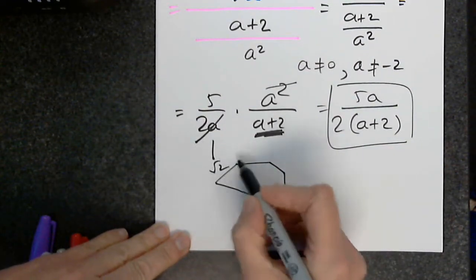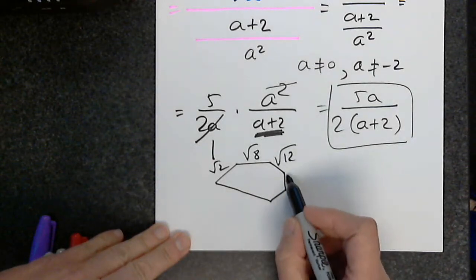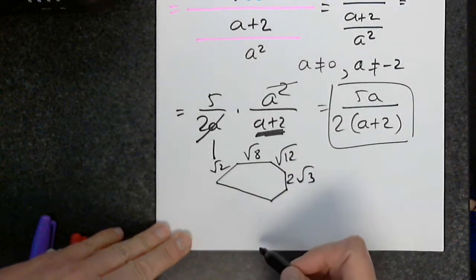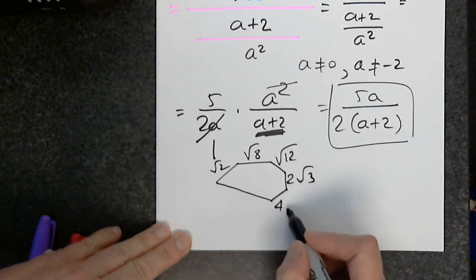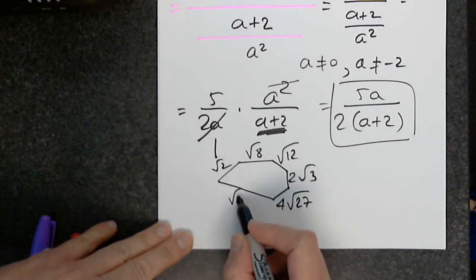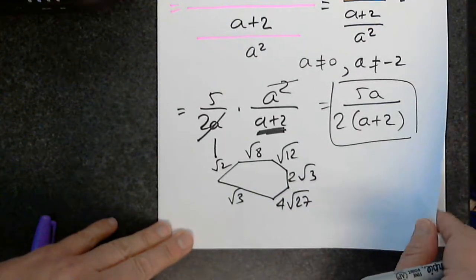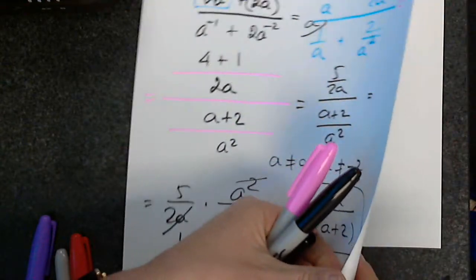And this is the square root of 2, and this is the square root of 8. This is the square root of 12. This is 2 the square root of 3. This is 4 the square root of 27, and this is the square root of 3. So we want to find the perimeter of this figure.